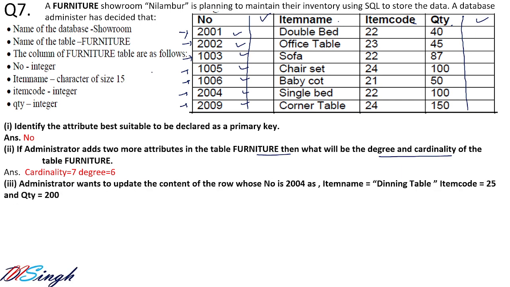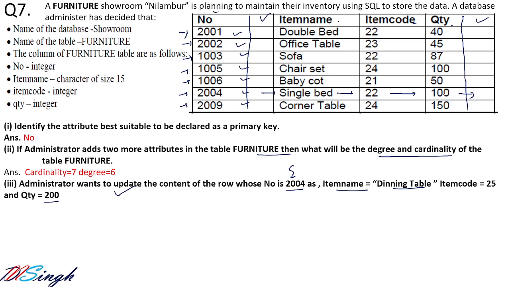Let us see, administrator want to update the content of row whose number is this one, and item name, dining table, item code 25 and quantity is what? 200. So for which row the updation is required? Where number is 2004. For that, now I hope you are able to figure out which command is used. The command is used from the DML section, that is update, because we want to update the data of that particular record. This is the record where we want the updation.